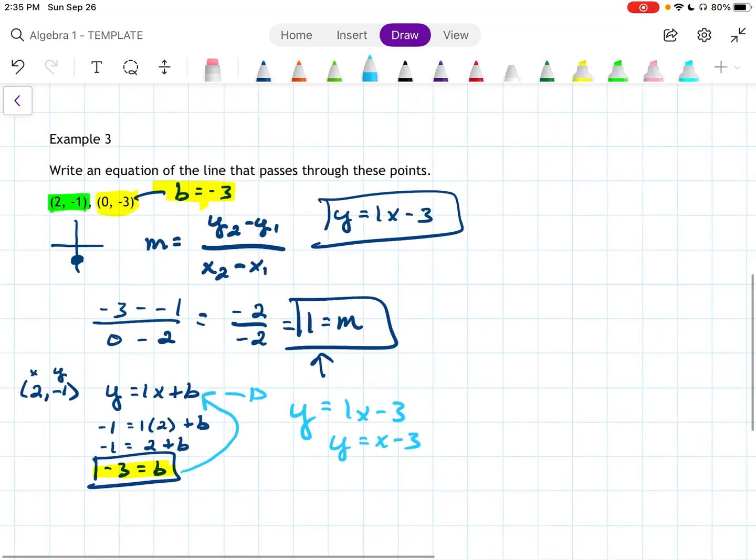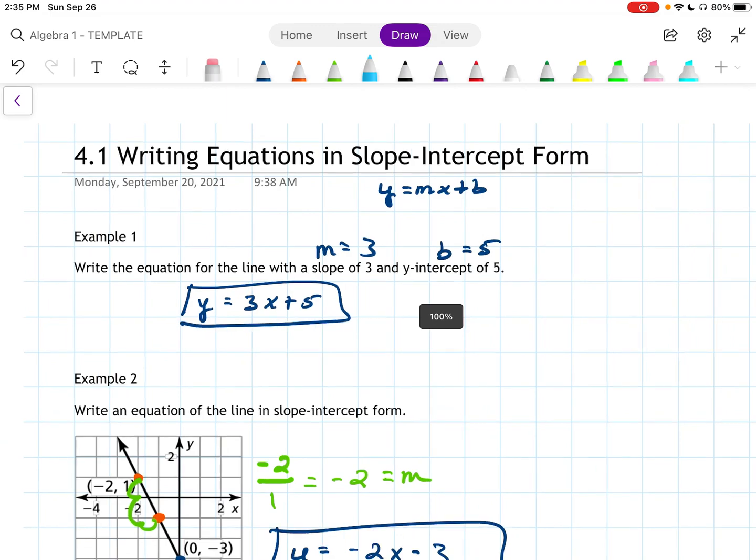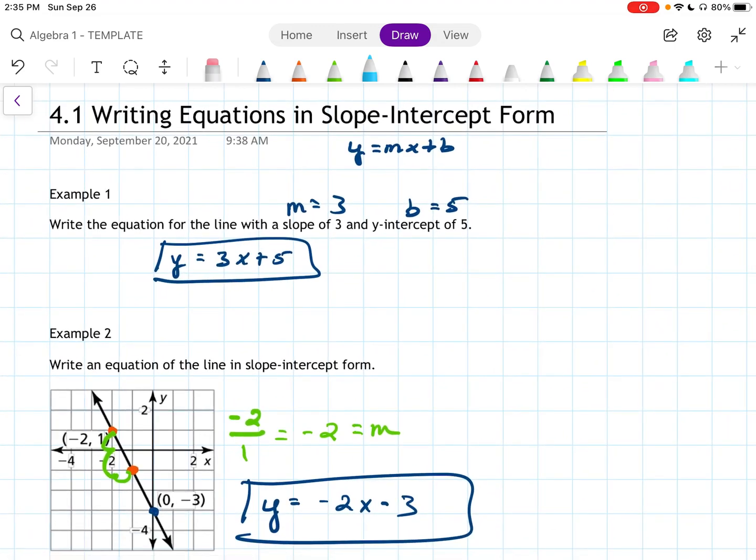All right, those are our 3 examples. Make sure that you have y equals mx plus b somewhere written on your paper. Make sure you know that slope-intercept form. All right.